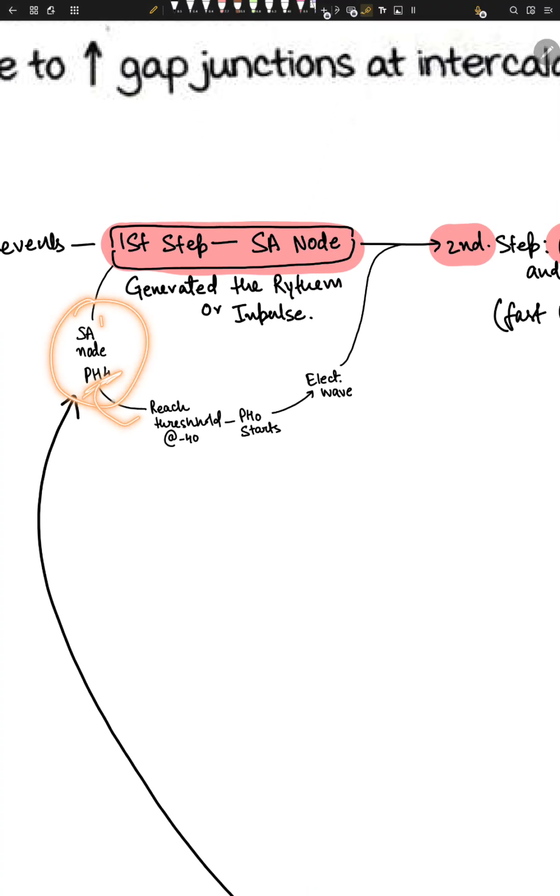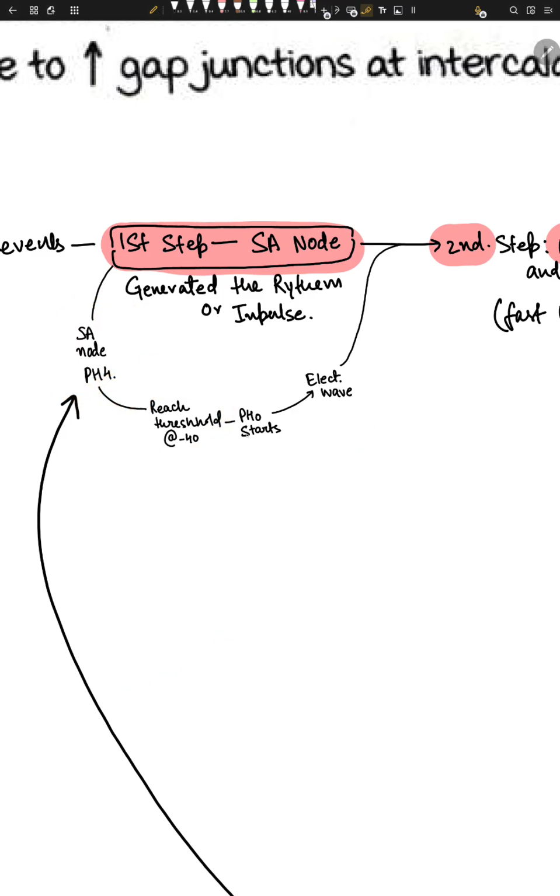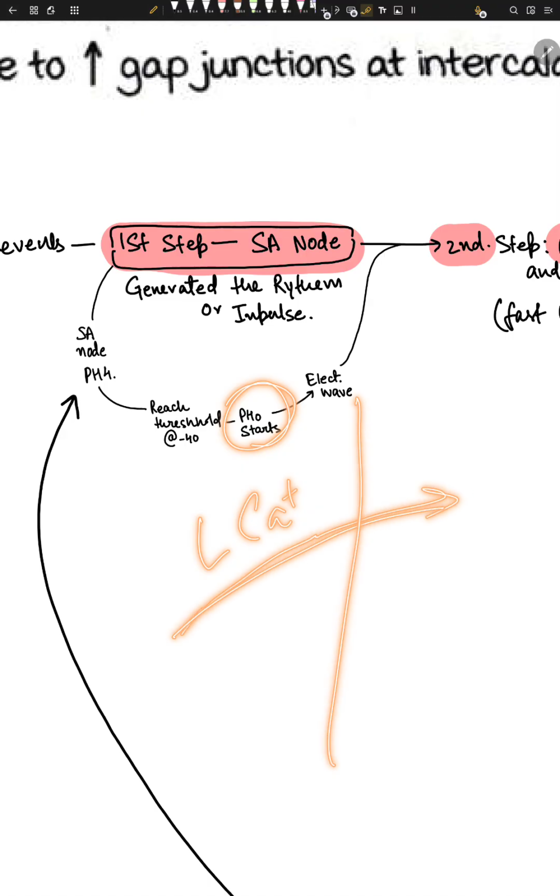When phase 4 starts, we have these 3 channels opening. First is this transient T-type calcium, then we have this Na, and then we have potassium. So they come in, both of them, so that positivity increases, and it rushes out so that positivity increases, and then the cell goes from -60 to -40, and then it reaches a threshold at -40. Then phase 0 starts. When phase 0 starts, we have these long-lasting calcium channels. They open up, a lot of calcium comes in. There's an upstroke, okay?